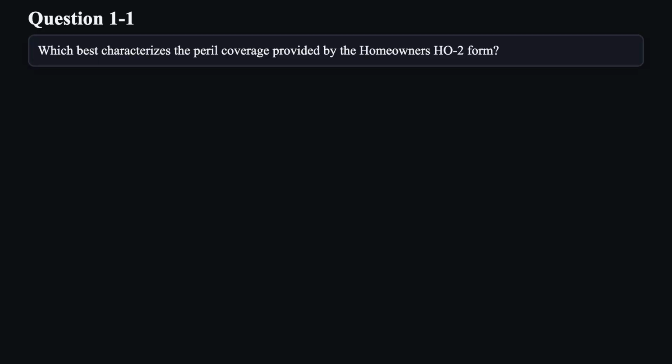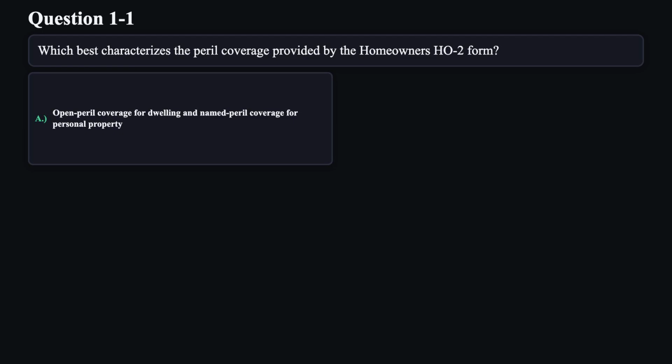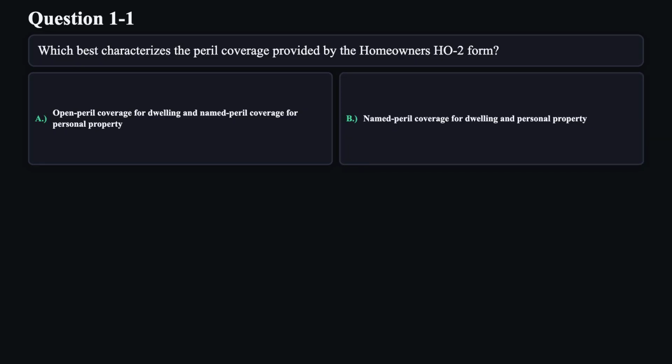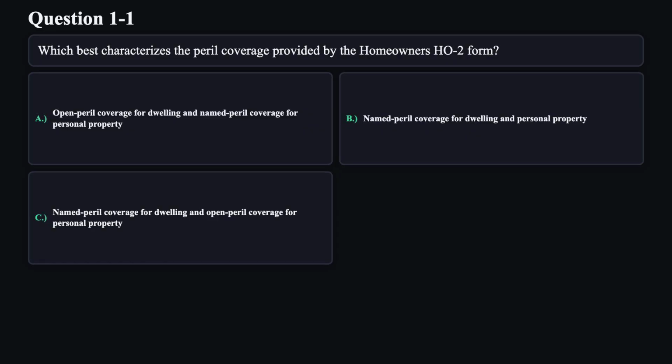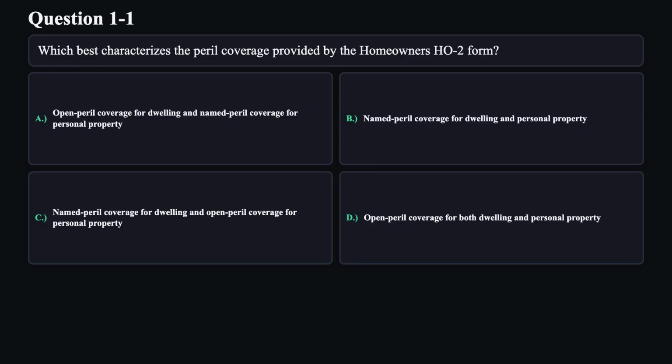Let's walk through the format. I'll read each question and its choices. Let's get started. Question 1. Which best characterizes the peril coverage provided by the homeowner's H-02 form? A. Open peril coverage for dwelling and named peril coverage for personal property. B. Named peril coverage for dwelling and personal property. C. Named peril coverage for dwelling and open peril coverage for personal property. D. Open peril coverage for both dwelling and personal property.